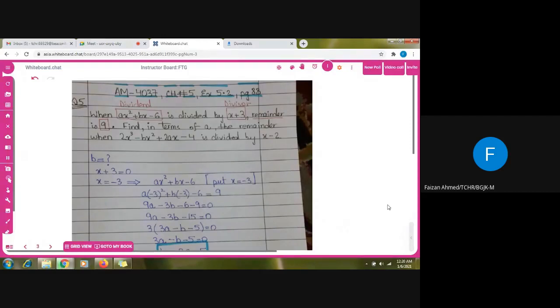We were discussing chapter number 5, remainder theorem, and we solved some questions of exercise 5.2 in the previous video, where we did question number 1, question number 2, and question number 3. Those three were related to the application of the remainder theorem.